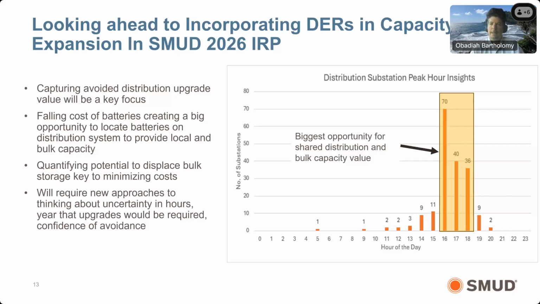For us in the capacity expansion modeling, this is really going to require new approaches to thinking about the uncertainty in the hours that the local peaks are going to occur and the year in which upgrades would be required, as well as the confidence that we'll have in being able to avoid those upgrades. All those are going to be likely discounting the local value that we would attribute to storage, but I'm pretty optimistic as we're already seeing a business model where local storage looks to be on the verge of competitive with utility scale storage without any of those local benefits today.